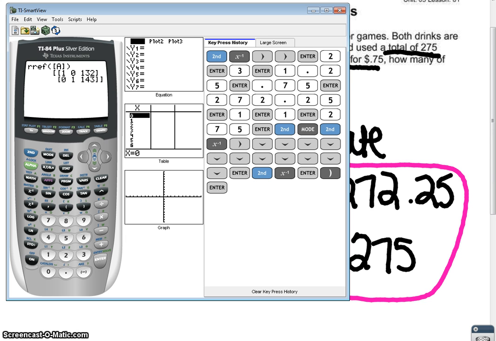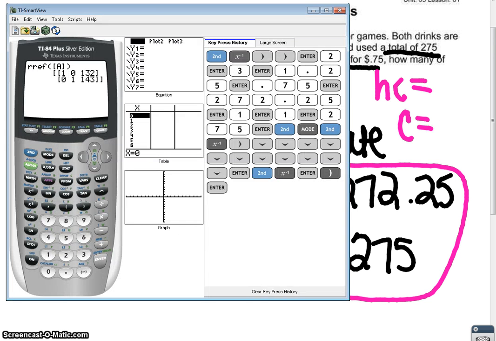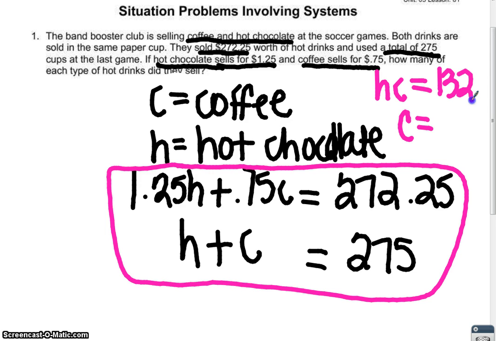So how are we going to read this? What we should have is my first variable in the first equation was H. So for my hot chocolate, I should have 132. And for my coffee, I should have 143. And there's my answer.